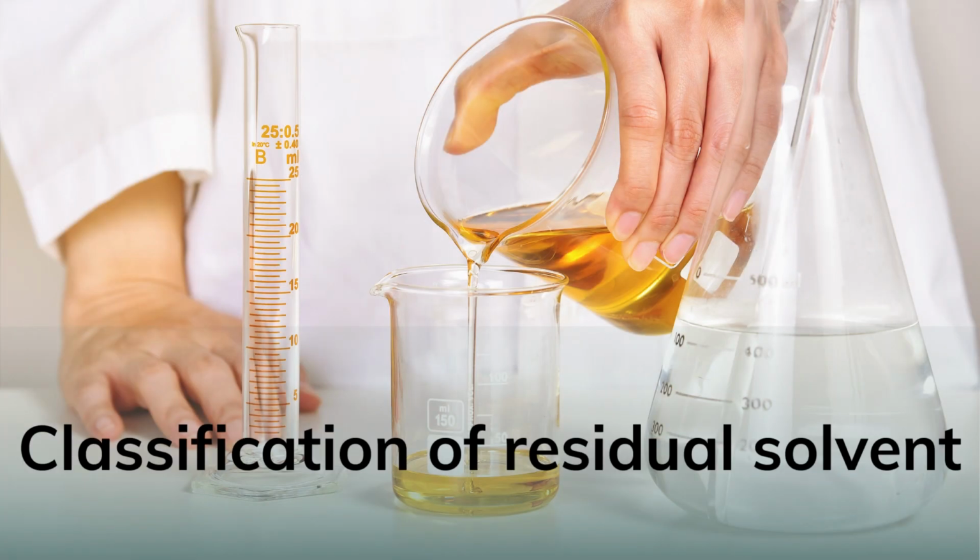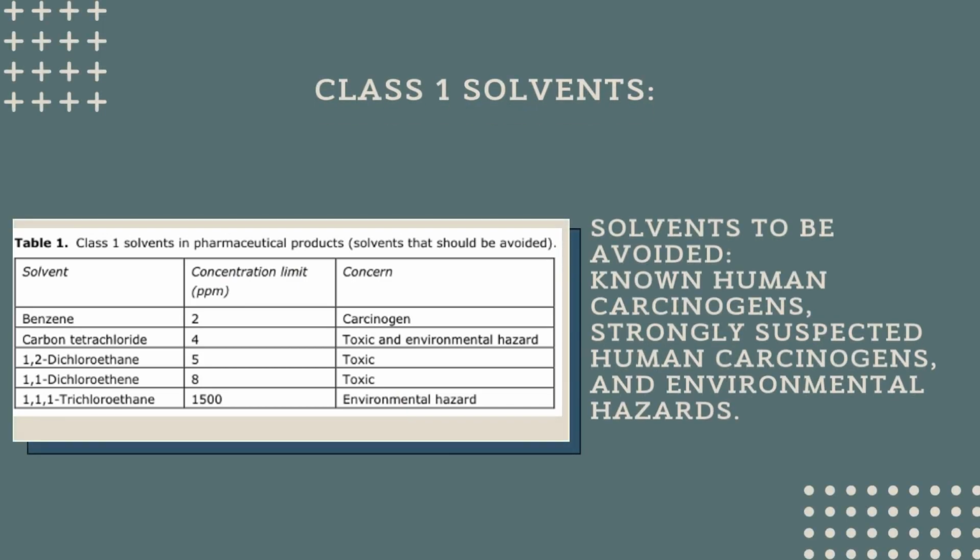Moving on to classification of residual solvents. Residual solvents are classified into three classes. Class 1 solvents are the solvents that should be avoided because they are known human carcinogens or strongly suspected human carcinogens, or they are environmental hazards.